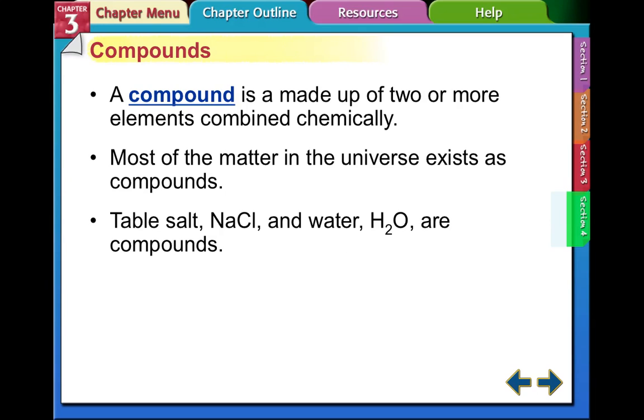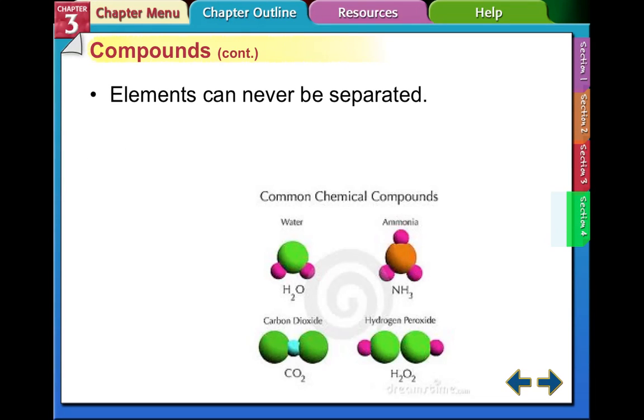A compound, on the other hand, is made up of 2 or more elements that are chemically combined. And we have used many compounds already in class. Most of the matter in the universe exists as compounds. You see very few elements. Table salt is one, what you put on your French fries at McDonald's. Okay? Water is a very typical compound that we use. We just did a lab with silver nitrate. So we've used a lot of compounds.